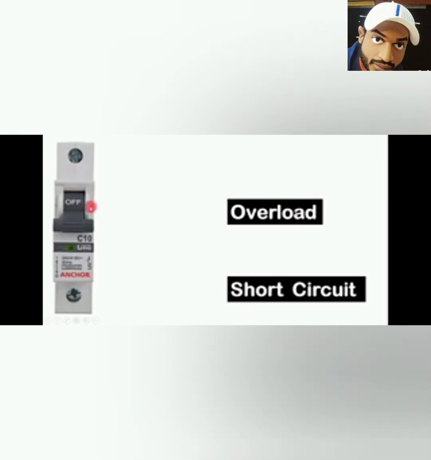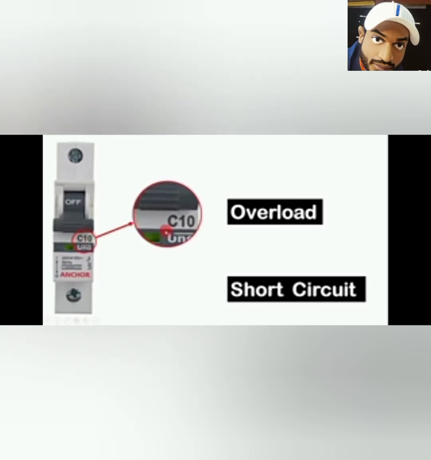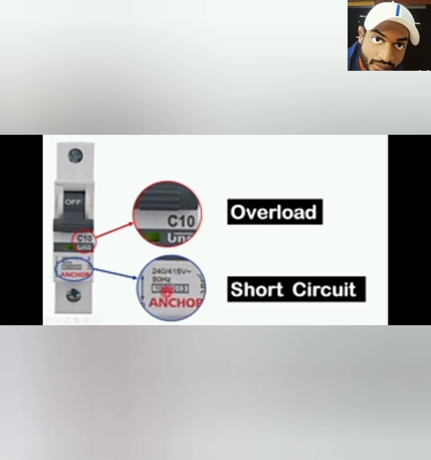Whenever you look at an MCB, you will find something written on it. Like here, C10 is written. This means overload protection. When the MCB is going to operate for overload protection, all these details are in C10. The short circuit protection this MCB provides, you can find the details of this over here. Like friends, you can see here it is written 10,000. In the condition of short circuit, how much ampere current this MCB can tolerate, these details are present here.